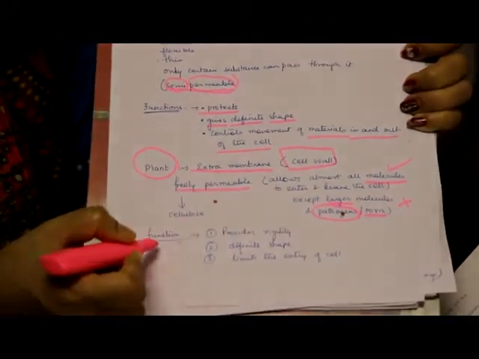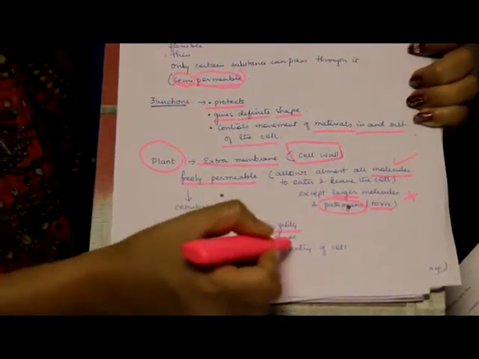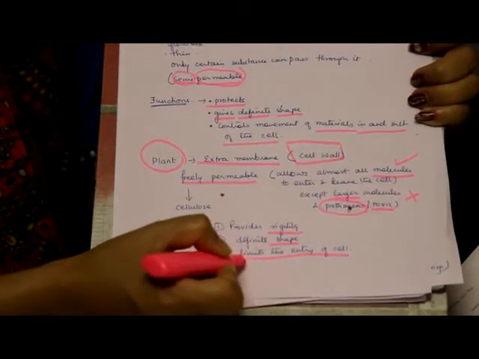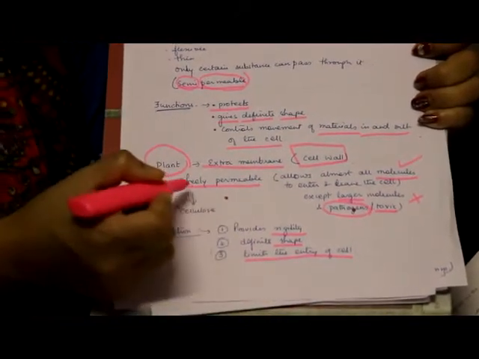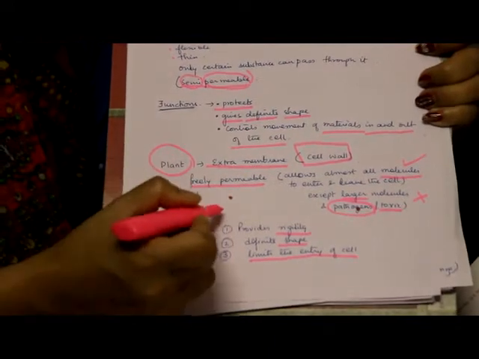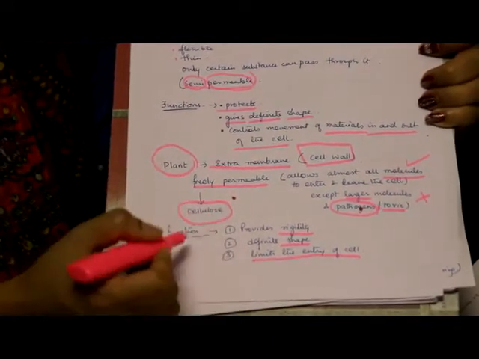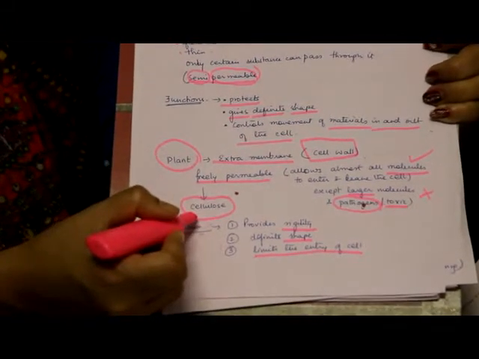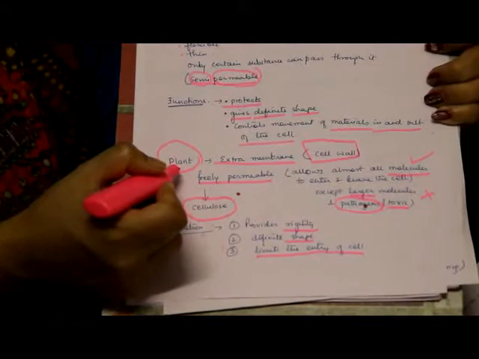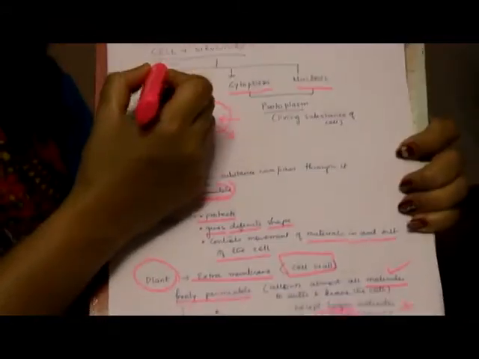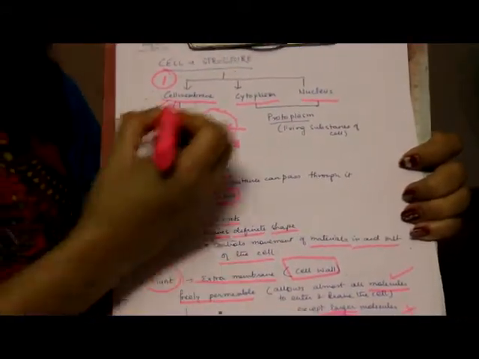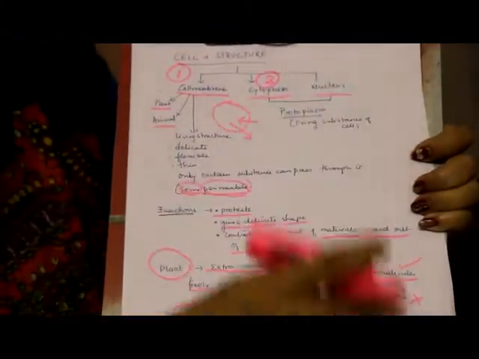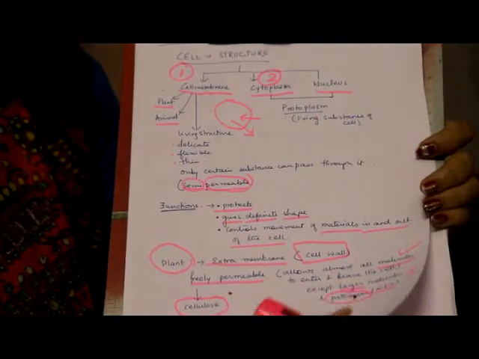As for the function, it provides rigidity, it gives a definite shape, and it limits the entry of other substances. This particular cell wall is made of cellulose. Cellulose is a chemical substance which makes the cell wall of a plant. Now we have already completed the first part. We come to the cytoplasm, the second part. Then we will move on to the very important part, the nucleus.